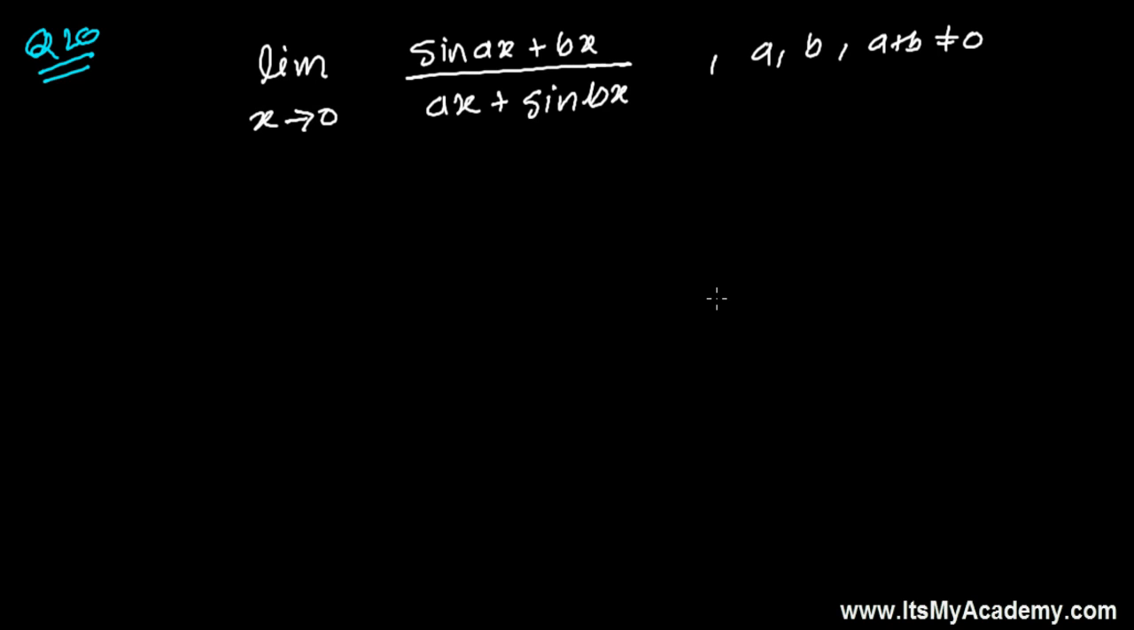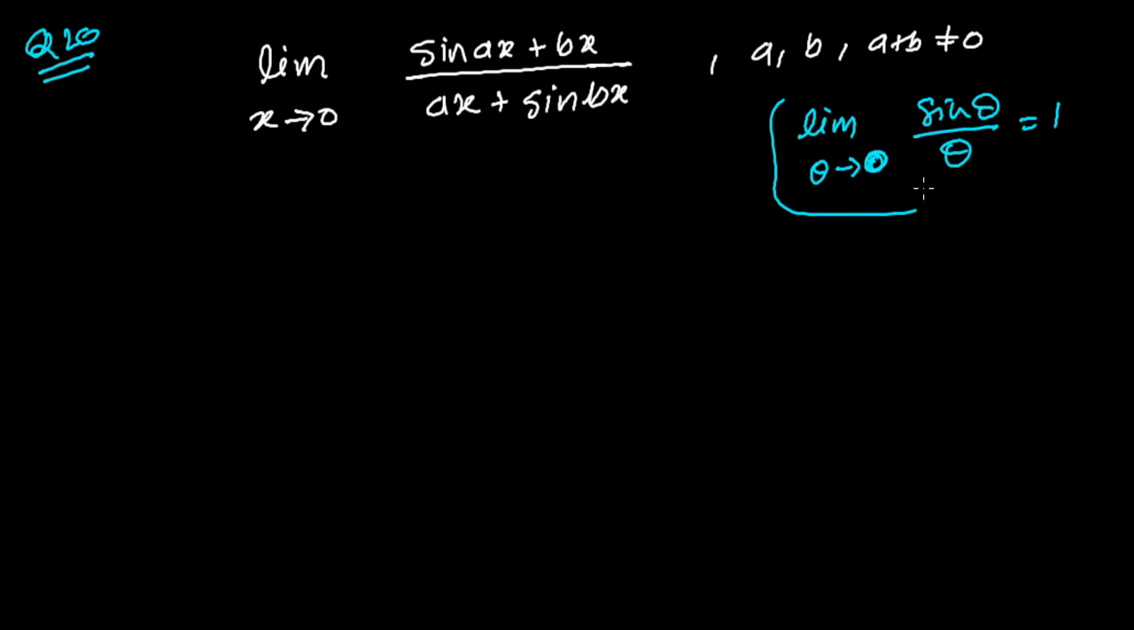Again, another interesting question of evaluating a limit, where x tends to 0. This is the limit of (sin ax + bx) divided by (ax + sin bx). What can we do again? They are giving trigonometric ratios, which means we have to use the formula: limit as theta tends to 0 of sin theta divided by theta equals 1. That is almost always sure, in about 90% of cases. So we have to use this formula.